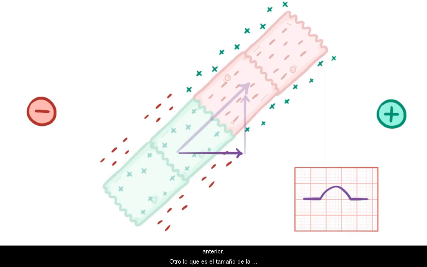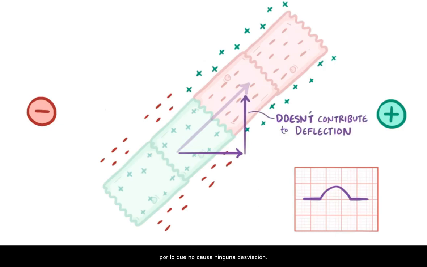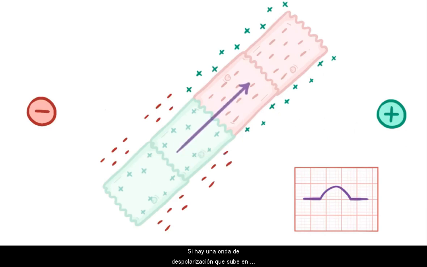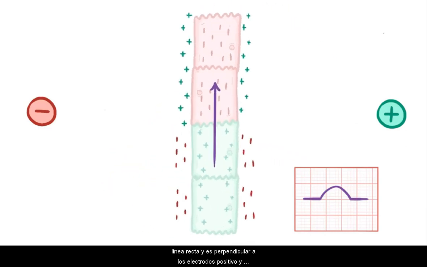In other words, the size of the deflection on the ECG tracing always corresponds to the magnitude or size of the dipole in the direction of the electrode. The perpendicular component isn't pointing at the electrode, so it doesn't cause any deflection. In fact, if there's a depolarization wave that goes straight up, which is perpendicular to the positive and negative electrodes, then there'd be no deflection at all.